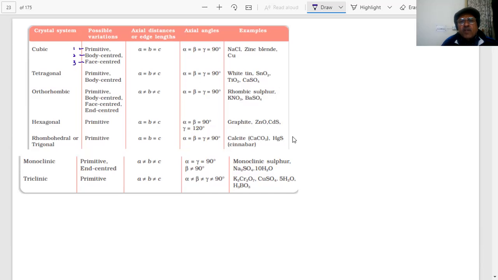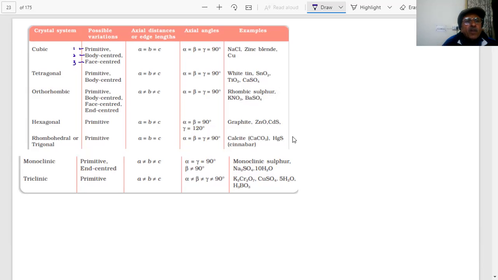Whatever is required, we will show you. More information is available for students who want to go into more detail in this chapter. As I said, this chapter will involve imagination and visualization. Three-dimensional pictures have been shown at many places, students, and whoever wants to see them can see them.